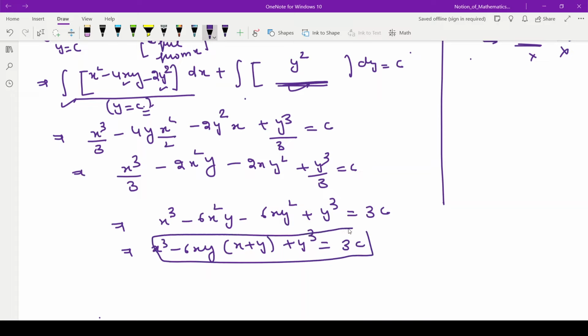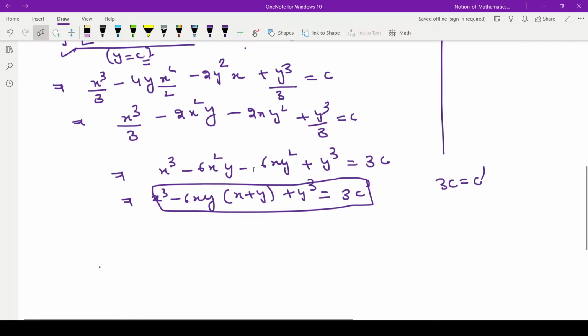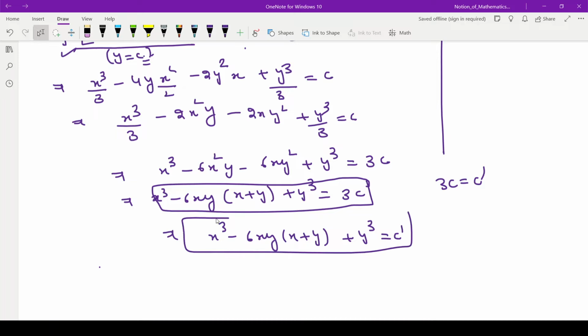And thereafter, one more thing we can do: consider 3c as a new constant c dash. So that will now be written like this: x cubed minus 6xy(x plus y) plus y cubed is equal to c dash. So this is the final answer of that exact differential equation.